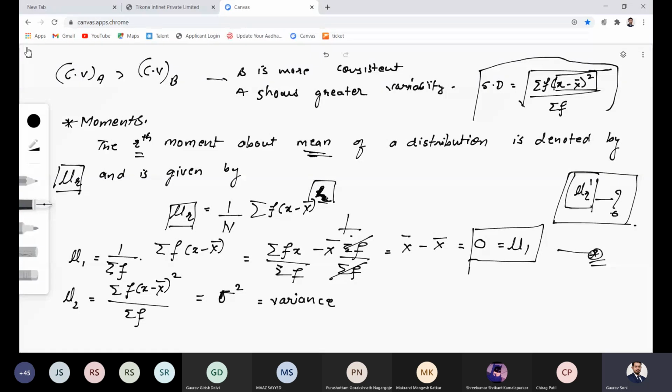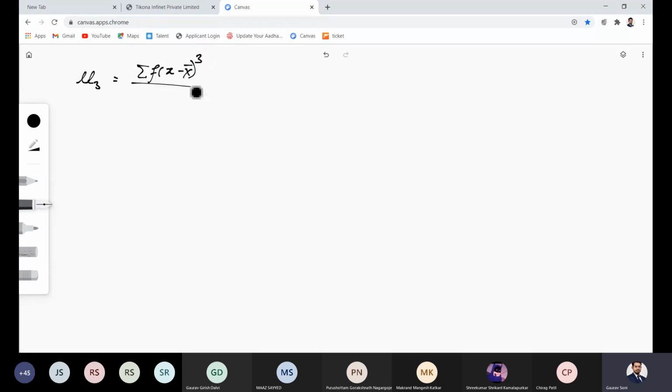So the third one will be mu 3 is equal to summation f into x minus x bar cube upon summation f, and mu 4 is equal to summation f into x minus x bar raised to 4 upon summation f. So these are the first four moments. Remember the formulas. Accordingly, we will have to make columns and do the calculation.